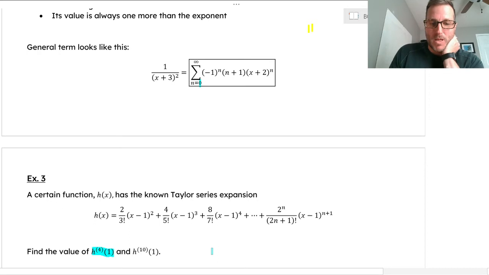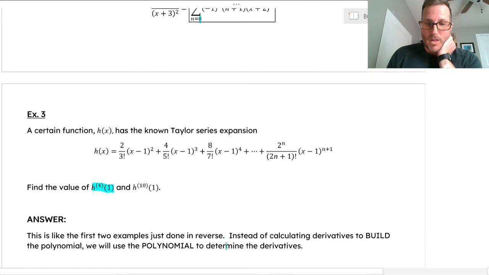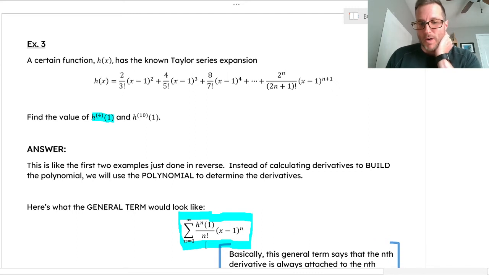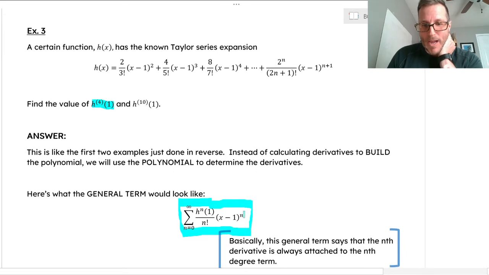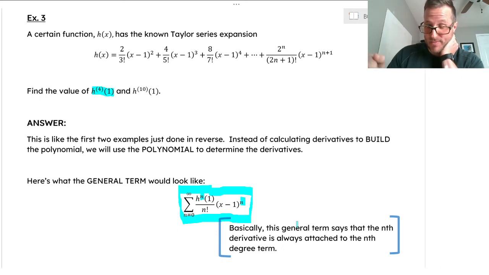Now, let me show you how we can use the general form of the Taylor polynomial. So like I said, we're going backwards. This is the general term using the function h and the center c. If we look at that general form, I've replaced f with h, I've replaced c with 1, I've done nothing else. So what we see here is that the nth power term is connected to the nth derivative information. The nth power term is always connected to the nth derivative information.